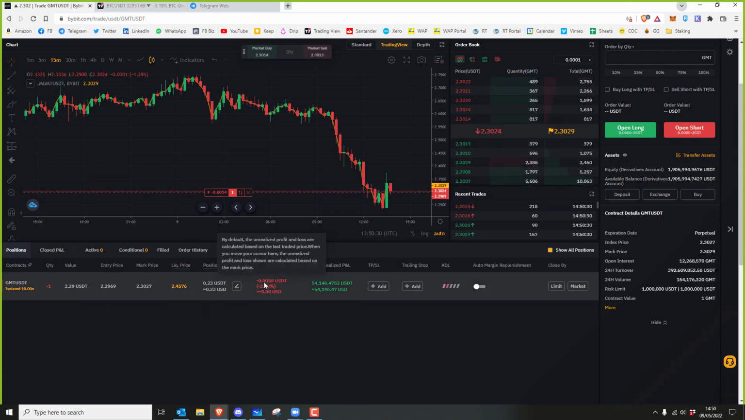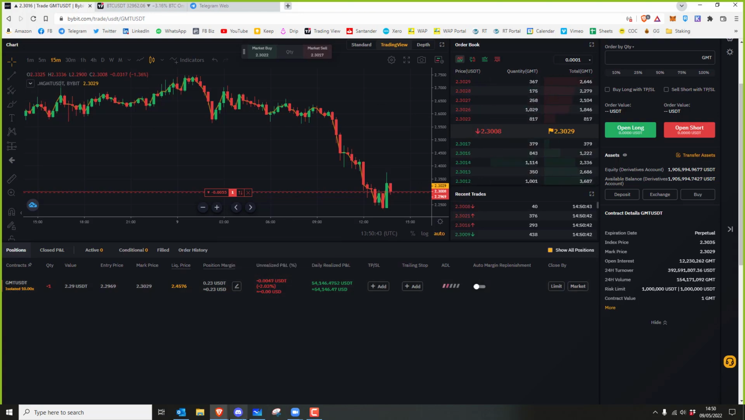Unrealized P&L, this is your floating profits, or losses. So right now it's pretty much break even. Now, this percentage bit confused me to begin with. I couldn't work it out. So it's good that I took this screenshot actually.